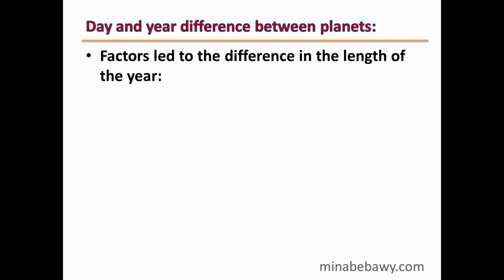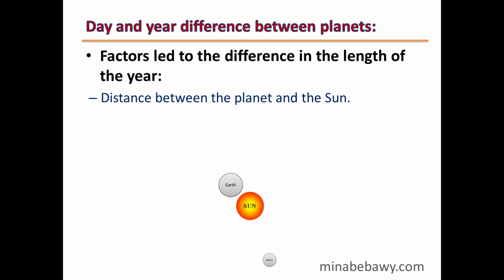Factors that led to the difference in the length of the year. The first factor is the distance between the planet and the sun. As the distance between the planet and the sun increases, the length of its year increases.